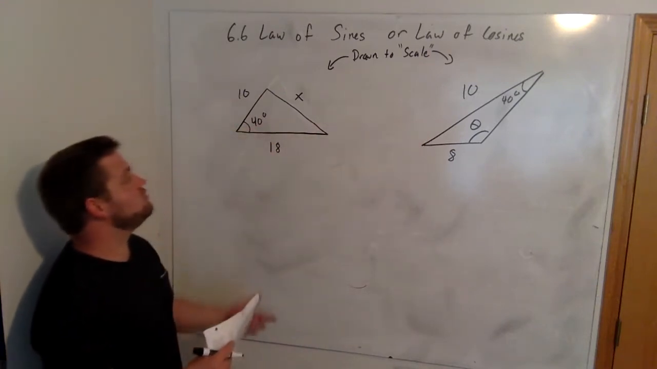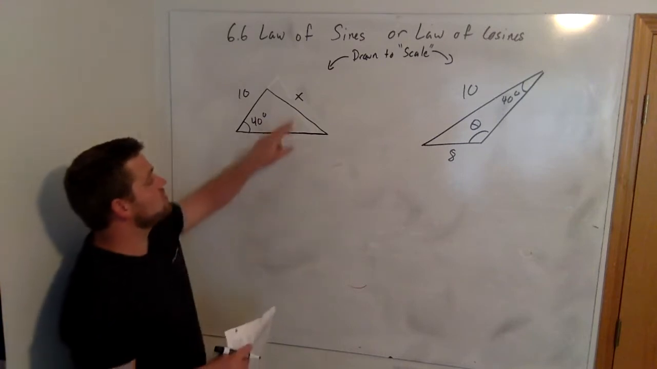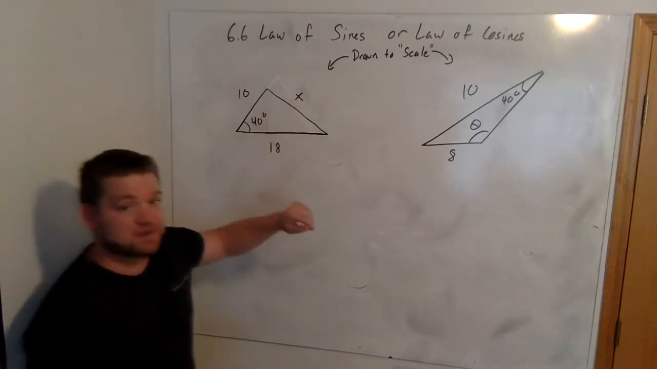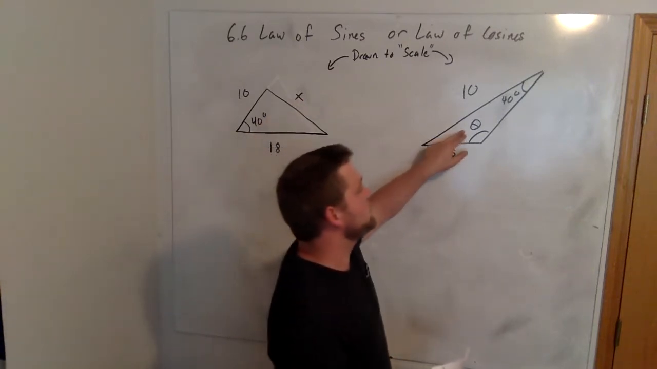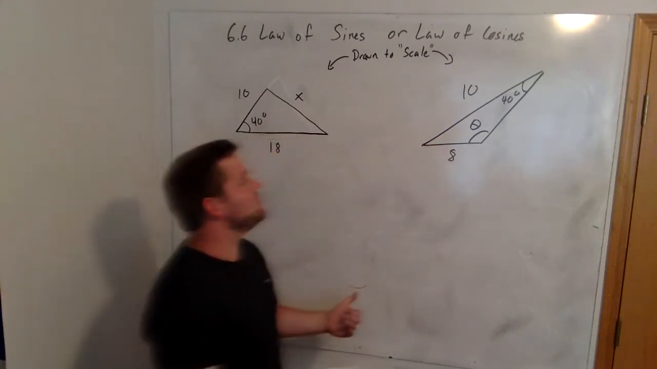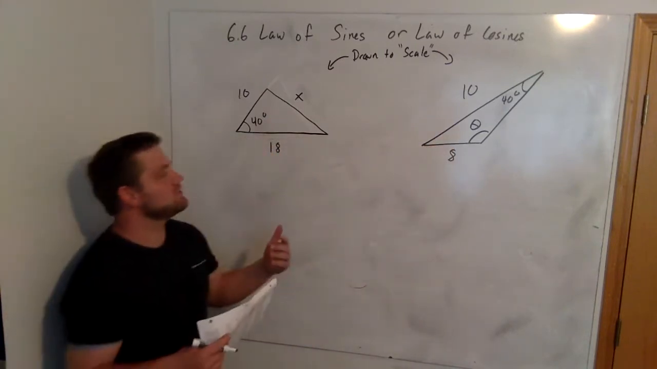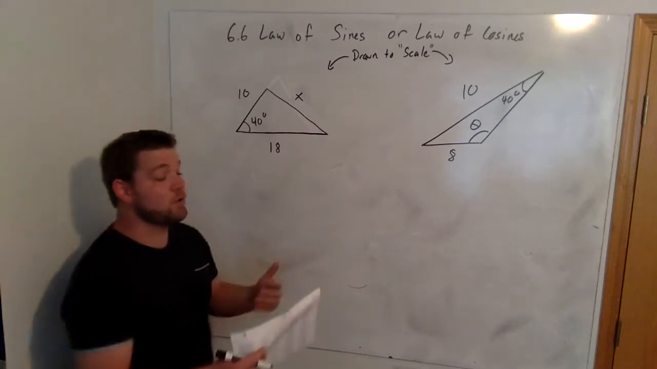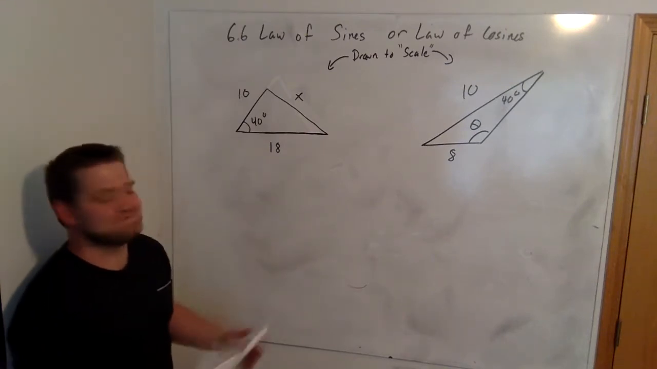What I want you to do is, for this first triangle, try to find this length x. For the second triangle, try to find this angle theta. Go ahead and pause the video. Do I need to use the law of sines? Do I need to use the law of cosines? Do I need to think about what my answers are? Give it a shot.